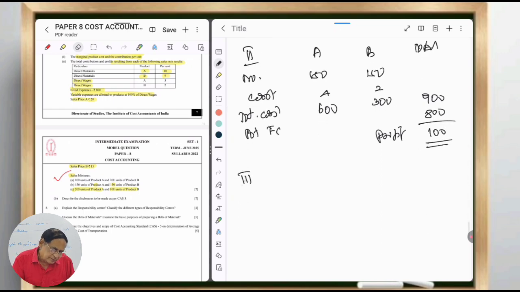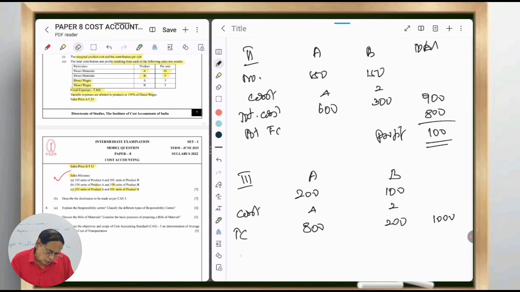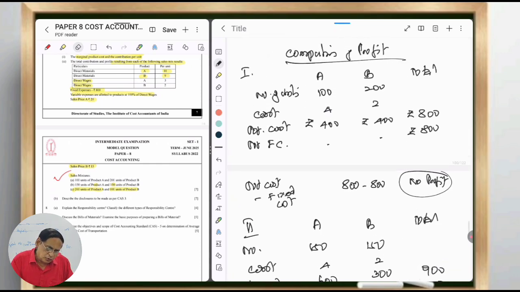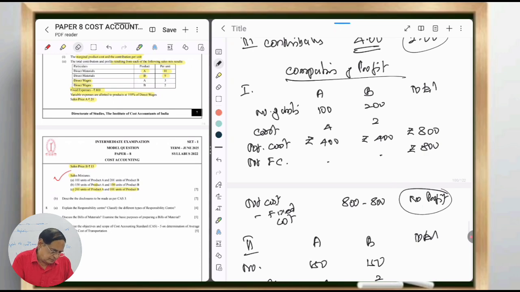In the third case, the units are 200 units of A and 100 units of B. Contribution is 4 rupees and 2 rupees. So the total contribution is 800 rupees and 200 rupees, that is 1000 rupees. The total fixed cost is 800, so the profit will be rupees 200. Total contribution minus fixed cost is profit. So in the last case, the profit is 200, in the middle case 100 rupees, and in the first case, no profit, no loss.